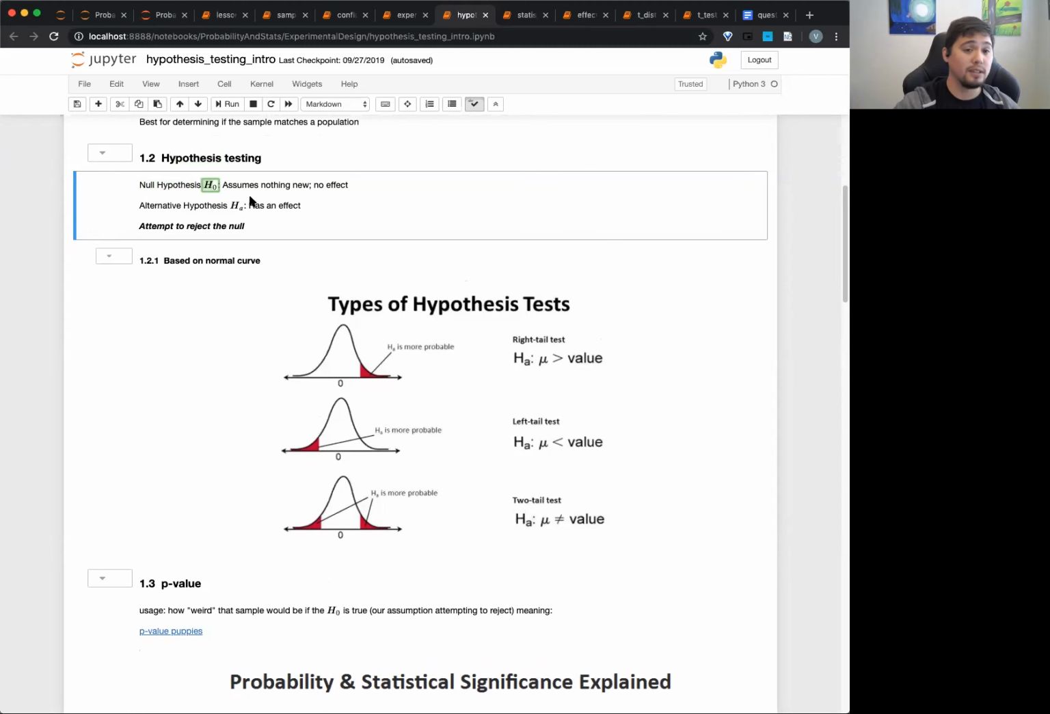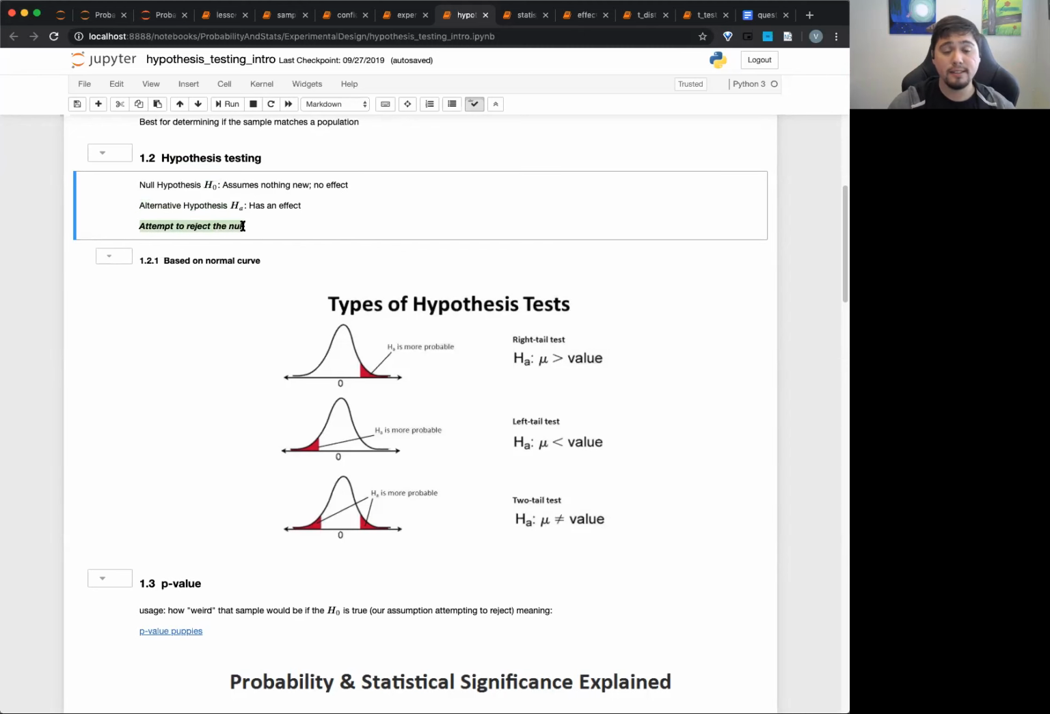It basically assumes nothing new, no effect, your placebo, whatever. It's kind of like your baseline, that's your control. Your alternative hypothesis, HA, is saying there was an effect, there is some difference from the control group. Note that your control, your null hypothesis, can be a different group, for example men versus women. Your alternative hypothesis is basically saying, what if there is a difference between men and women, let's say in weight? Is there an actual difference between the two?